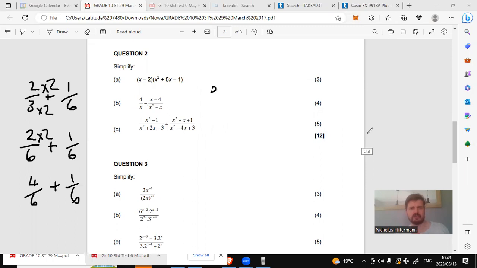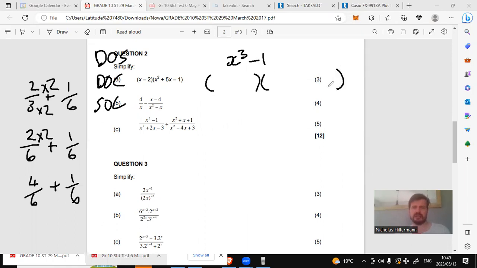Okay, so C is tricky, but if they've given you this, maybe we do have to do that. Okay, x cubed minus 1. One of the things I didn't tell you is you're looking for a difference of squares or a difference of cubes or a sum of cubes. And what happens is this factorizes in the following way. You make a bracket and a bigger bracket. And you make it x minus 1, because I cube root everything.